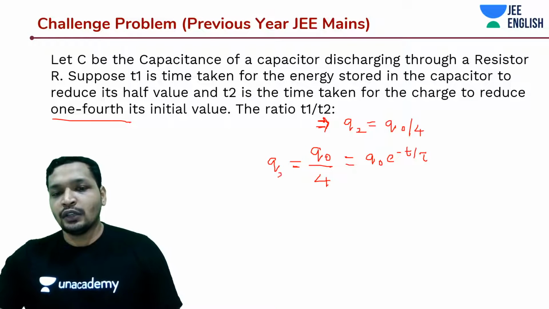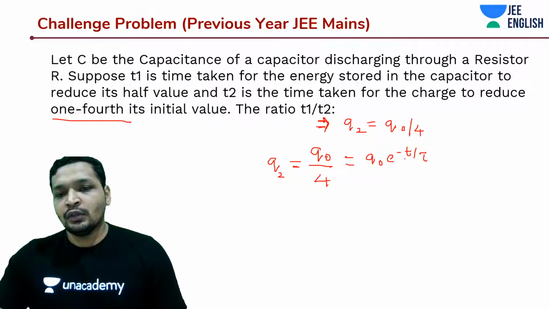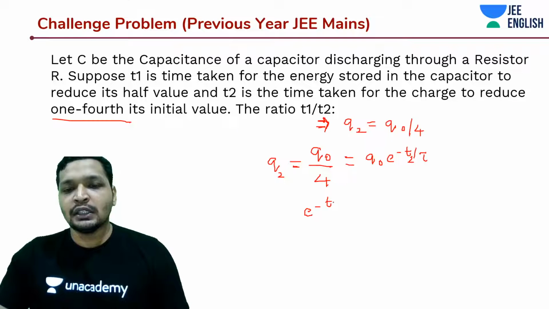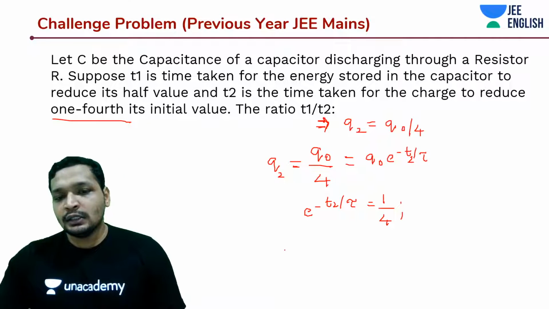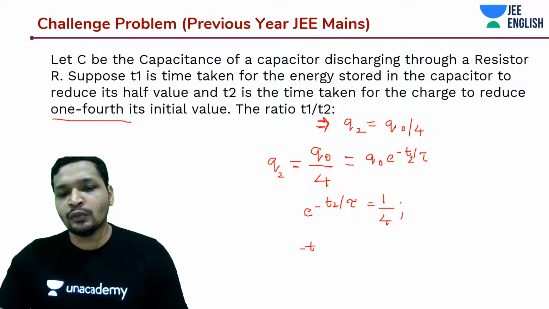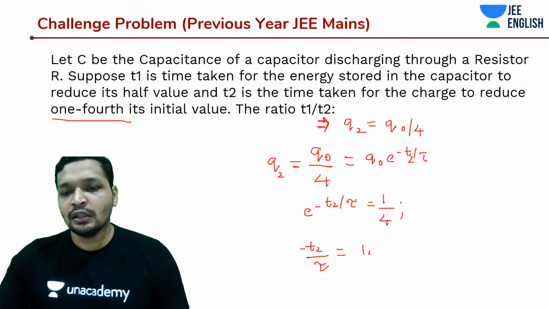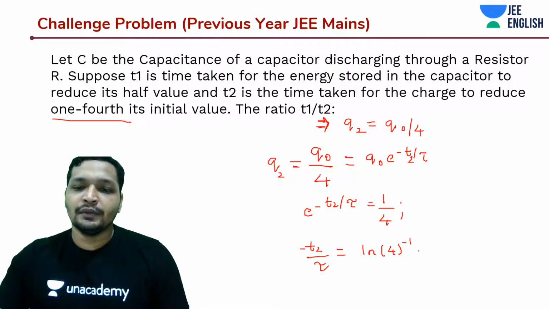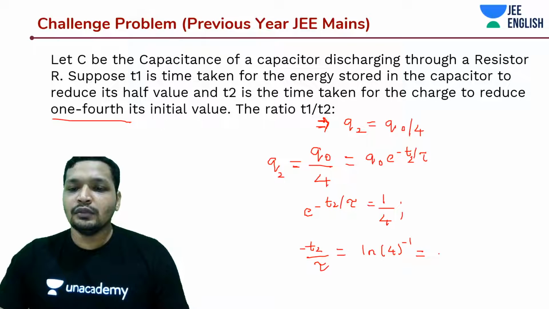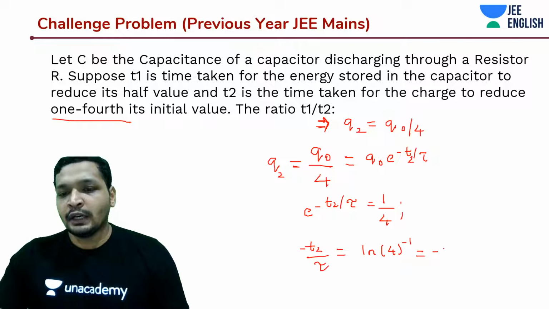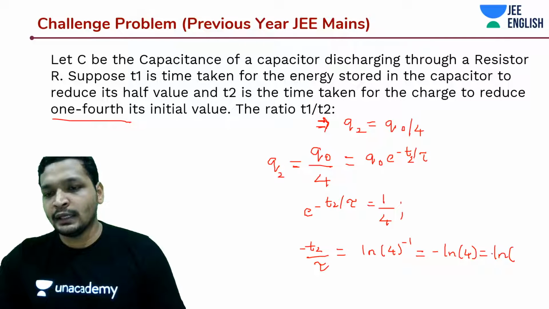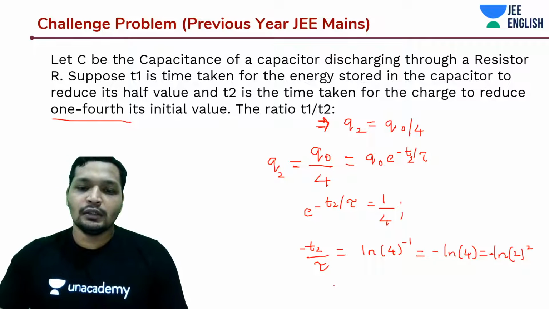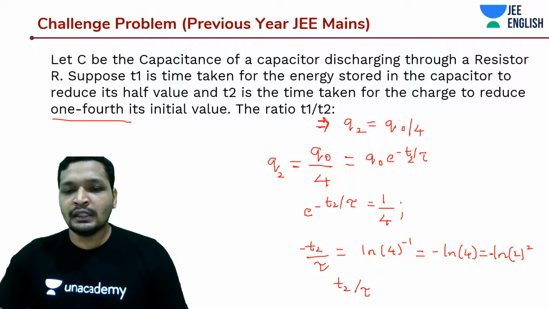So we are writing down each and everything: Q0, and that way, this is e to the power minus T2 by tau. So what is e to the power minus T2 by tau? That is going to be 1/4. And so you apply log on both sides. If you apply log on both sides, this is going to be minus T2 by tau. And we just did what happens to log: log 4 to the power minus 1. Okay, for now, I'll write it down as minus ln 4. And what is 4? 4 is 2 square. Minus log 2 square. That is going to be T2 by tau. So I'm cancelling the negative signs on both sides.